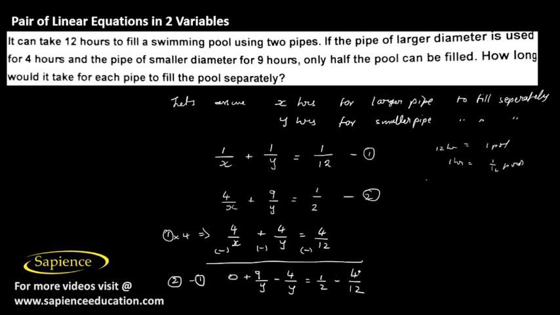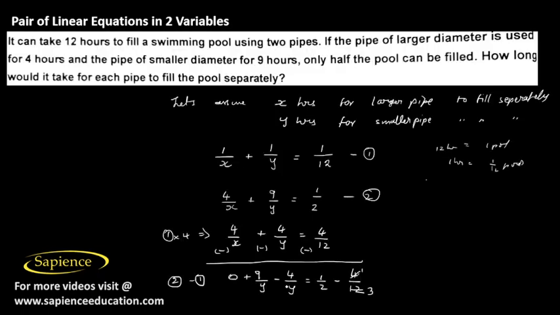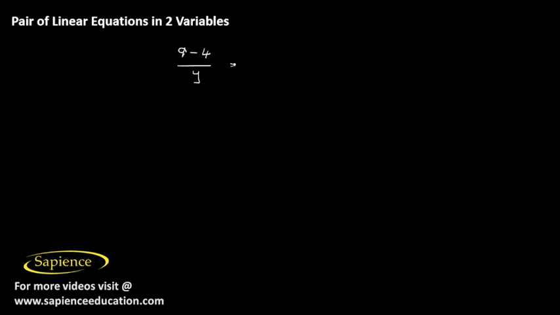4/12. 4/12 we can cancel: 4 times 1 is 4, 4 times 3 is 12. So 4/12 can be written as 1/3. So the entire equation becomes like this: 9 minus 4 divided by y, since the denominator is common for both of these terms, and that is equal to 1/2 minus 1/3. 9 minus 4 is 5, so 5/y equal to (3 minus 2) by 6. So 5/y equal to 1/6.